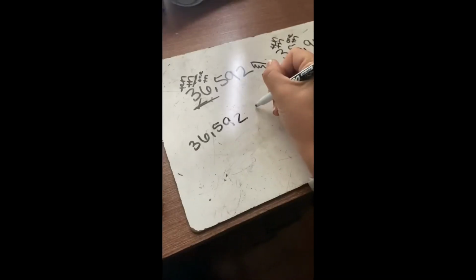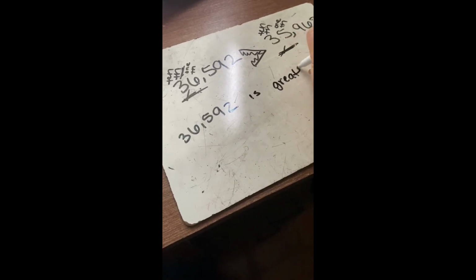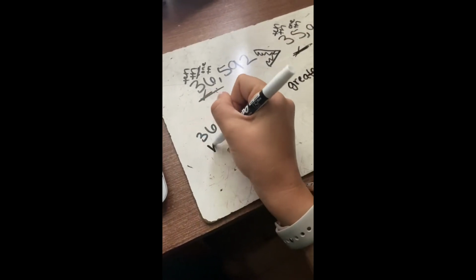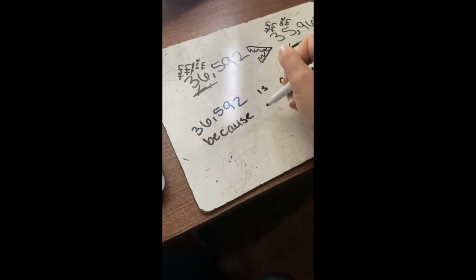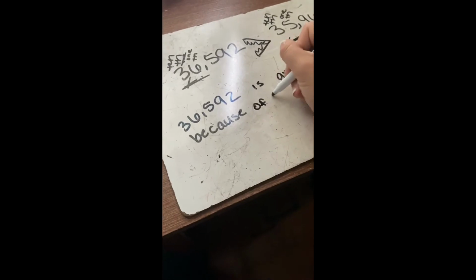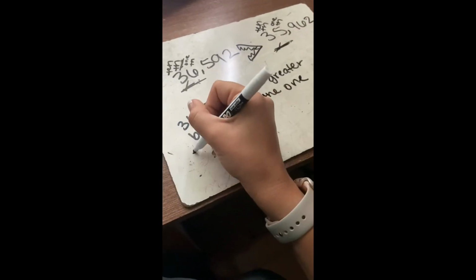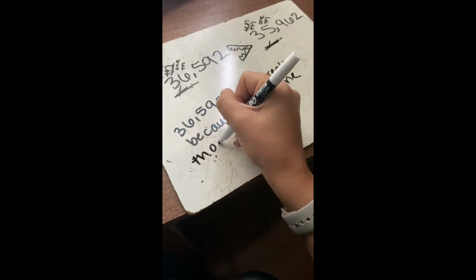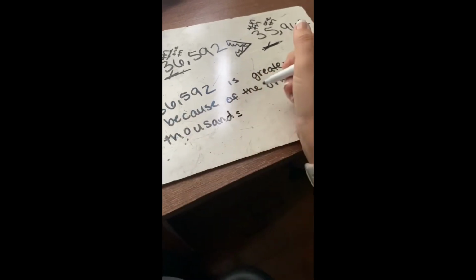36,592 is greater because of the 1,000s digit.